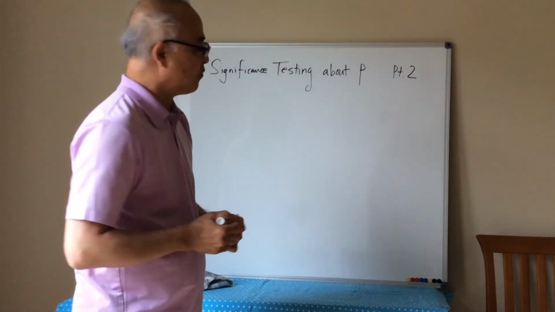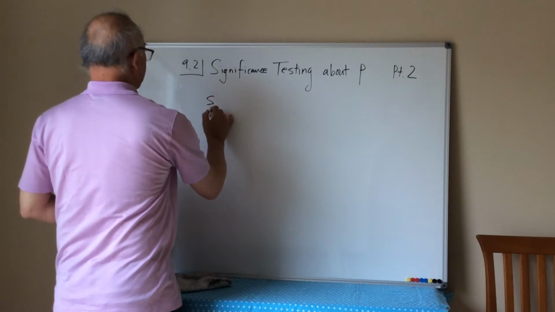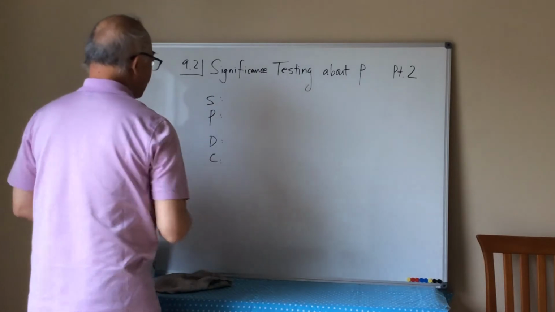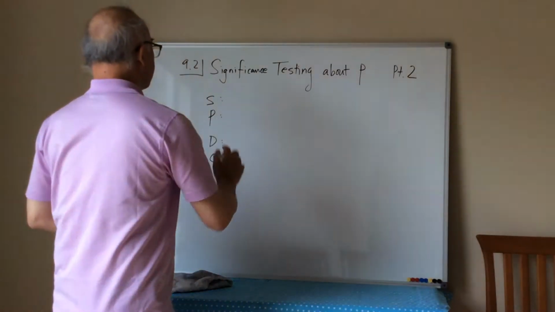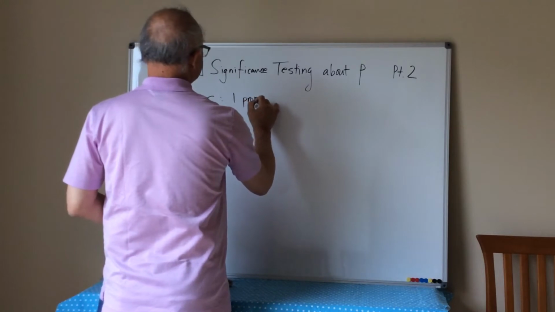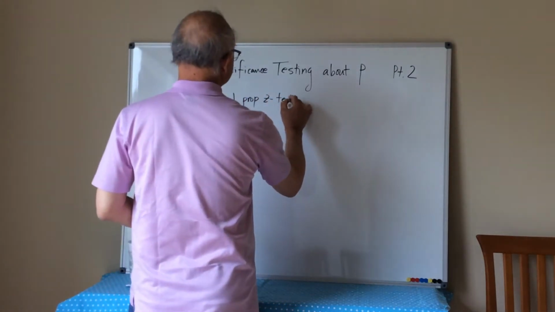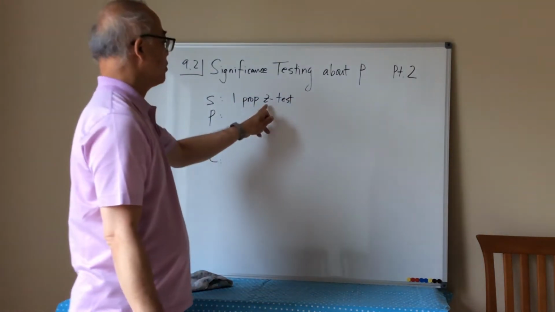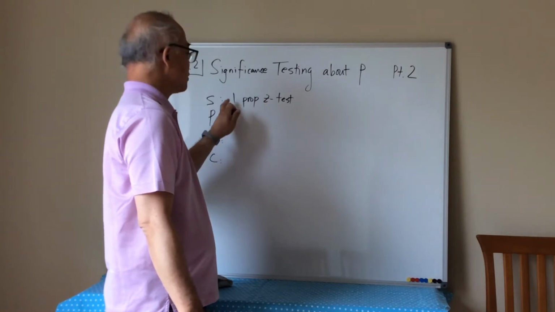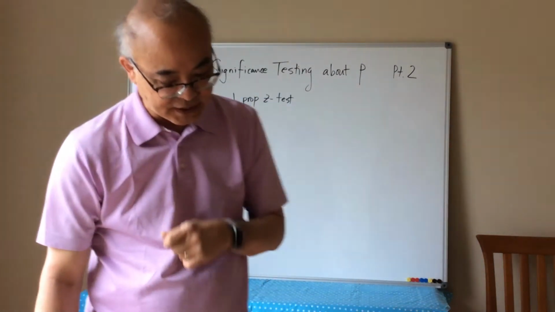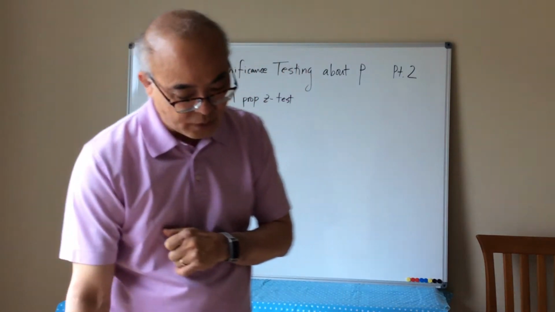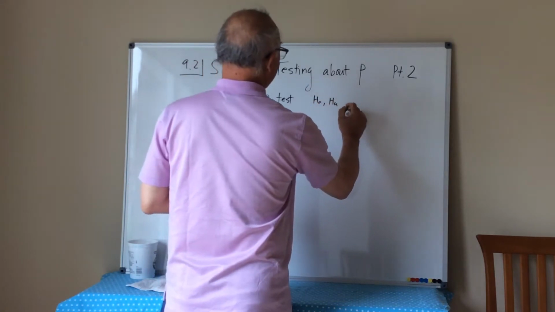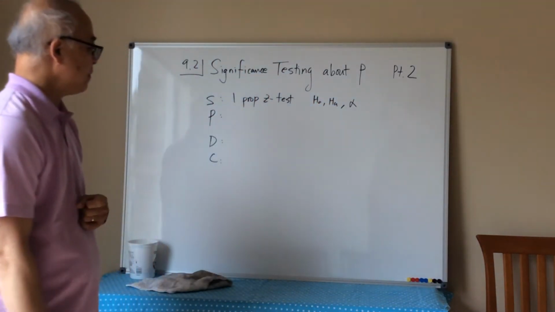Just like the ways that we did before, we're going to state, plan, do, and conclude. In the state, you're going to state that we are doing a one prop z test, because this is a z test. It's a normal distribution, a standardized normal distribution, and it's a proportion, so it's a one prop z test. And we're going to state the actual H0 and the Ha and the significance level.